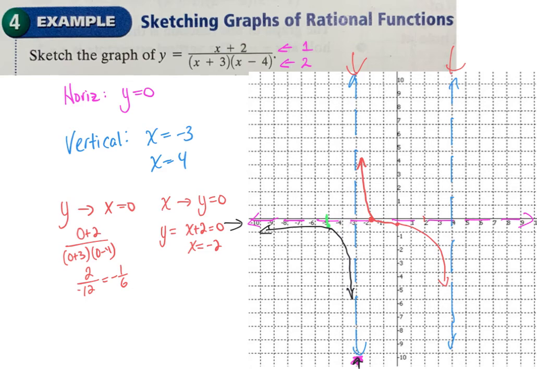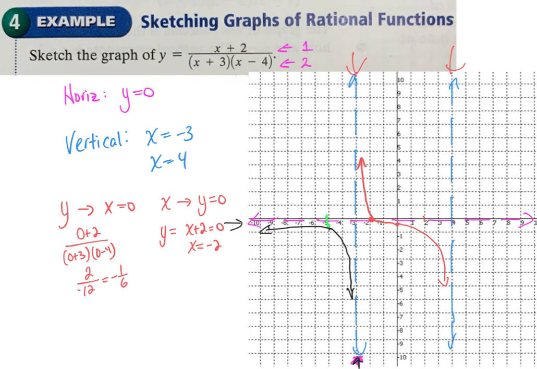Question. Why is the horizontal one 0? Because the denominator has a bigger degree than the numerator. Okay. And so the thing we have to sketch is just the horizontal, which was the vertical, and your intercepts. You want to find any intercepts you have, y-intercept and x-intercepts.